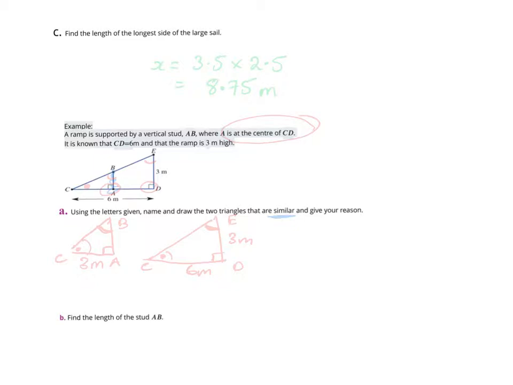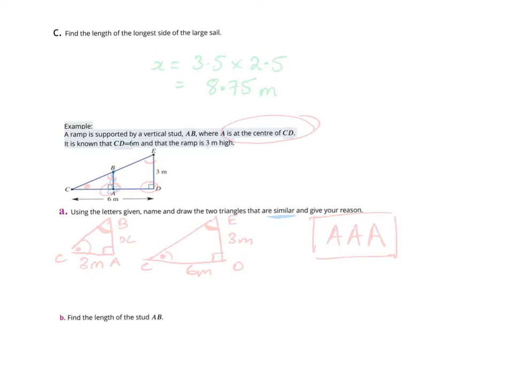Let's read the question again: using the letters given, name and draw two triangles that are similar. There they are. Give your reason: the reason they are similar is angle, angle, angle. We don't have enough information about their lengths because we've only got one pair that are corresponding, but because the angles are the same, they are similar. Now to the second part, which says find the length of stud AB. Stud AB is this bit here.